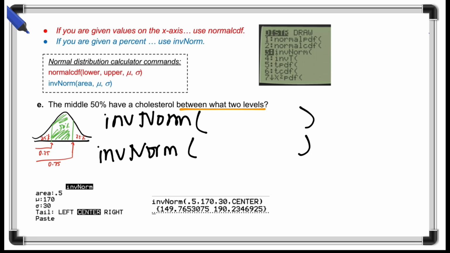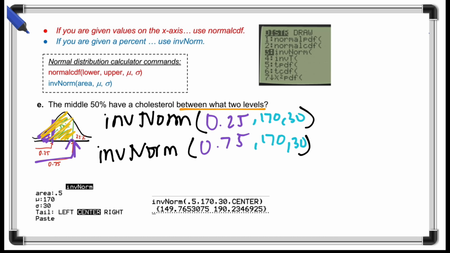So this lower area here, which is where that 25% is. So we're looking at that 25%, so the 0.25. And then you would have to do the 75%, or the 0.75, which would again give you this whole area here. Now, doing this will give you those two values that give you that middle 50%. So it gives you the lower end and the higher end, or the lower number and the upper number. Again, being able to do the 170 and the 30.